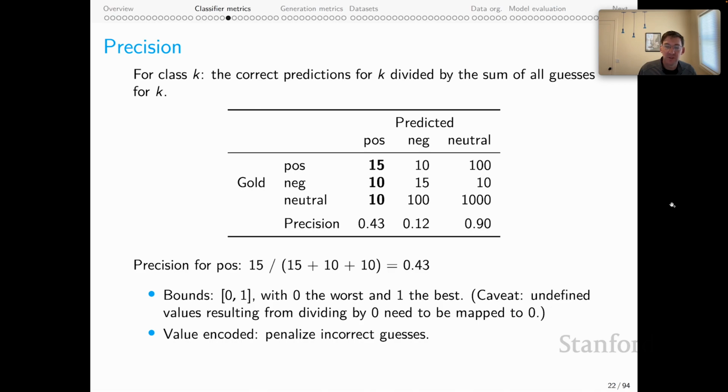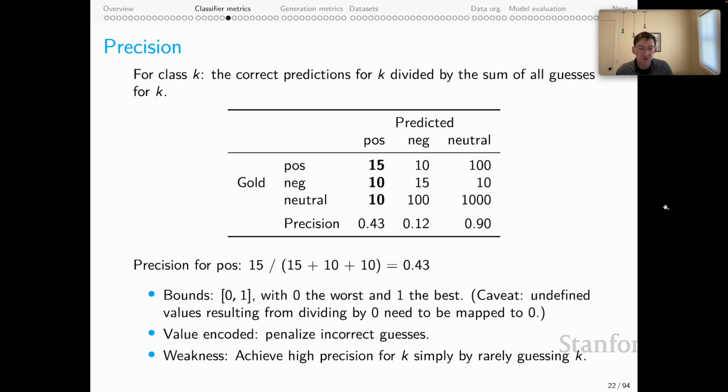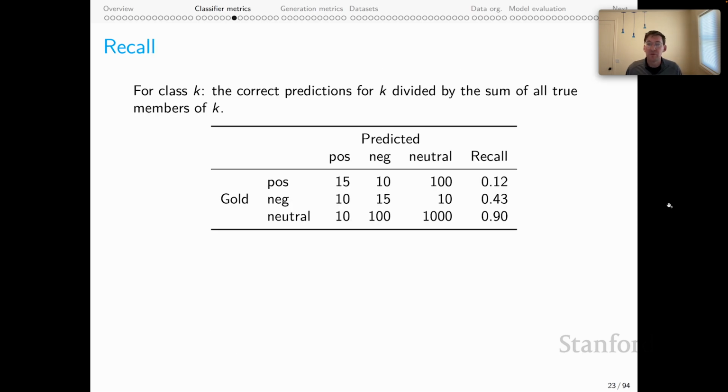The value encoded is penalizing incorrect guesses, and that leads directly to the weakness. You can achieve high precision for a class K simply by rarely guessing K. If you just make sure you're very cautious about this class, you will get high precision in all likelihood, but that's not necessarily the full set of values we want to encode. So typically, we balance that with recall. The recall for class K is the correct predictions for K divided by the sum of all true members of K. So here we're going to operate row-wise, and I've given you the sample calculation for the positive class.